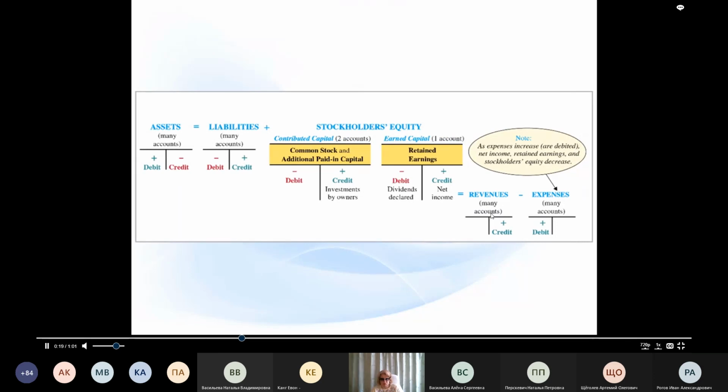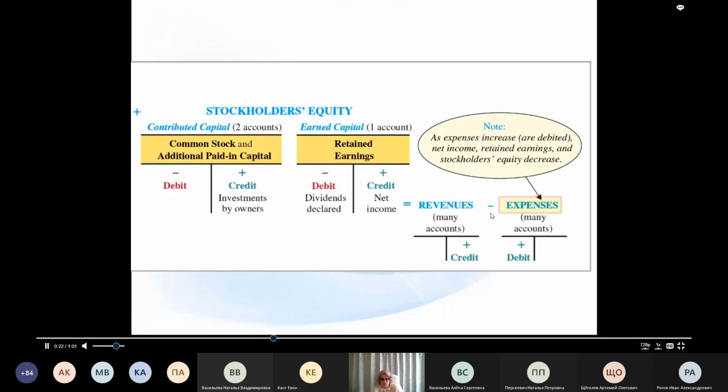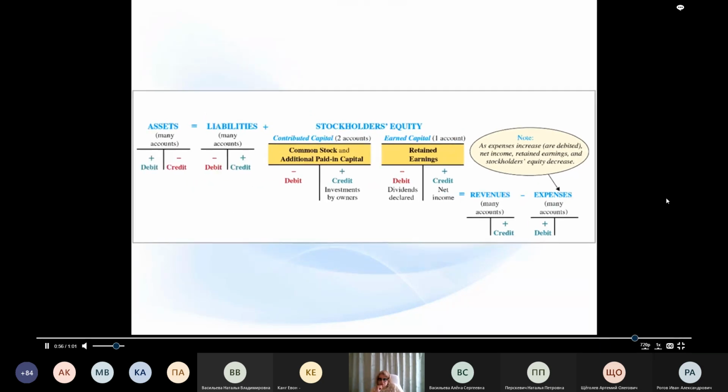The complete transaction analysis model includes revenues and expenses. Recall that the retained earnings account is the accumulation of all past revenues and expenses, minus any income distributed to stockholders as dividends, that is, earnings not retained in the business. Revenues and gains increase stockholders' equity through the account retained earnings and therefore have credit balances. That is, to increase a revenue, you credit it, thereby increasing net income and retained earnings. Expenses and losses decrease stockholders' equity through the account retained earnings and therefore have debit balances. That is, to increase an expense, you debit it, thereby decreasing net income and retained earnings.